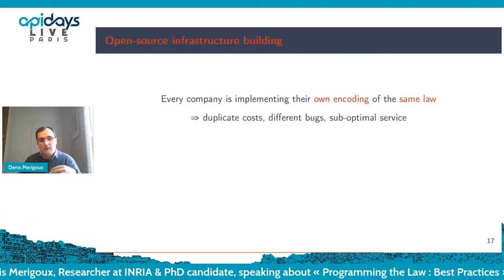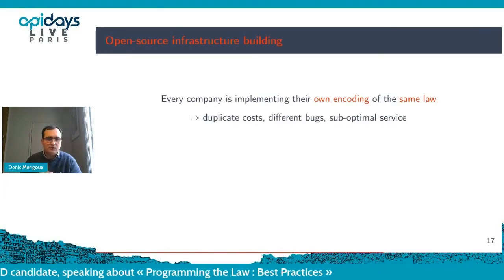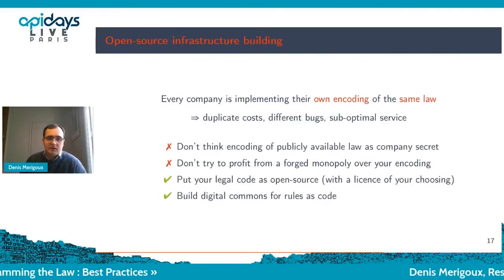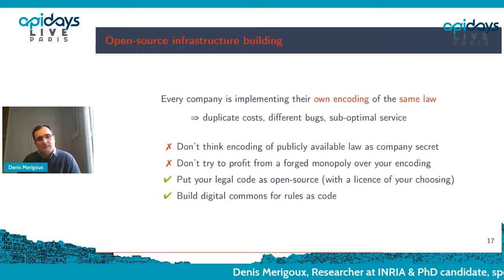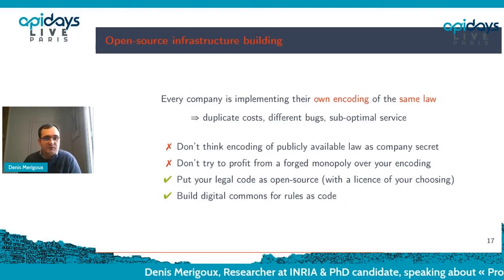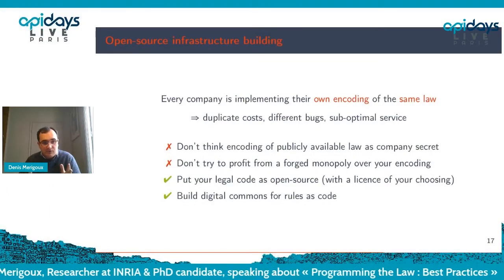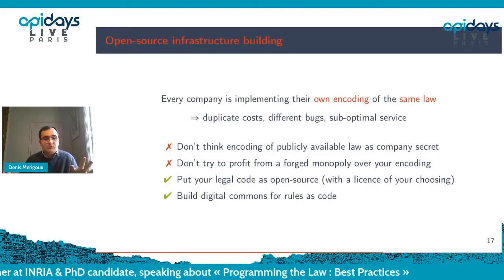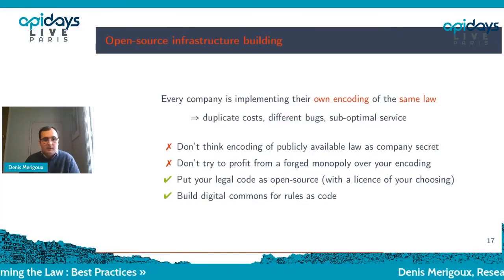And as a user, you will experience a not very good user experience as you try to select which company you should trust. So please, I know you're not supposed to make agreements with other companies which are supposed to compete, but please consider this as infrastructure and put it as open source, and try to build digital commons for rules as code, because this is really what we need.